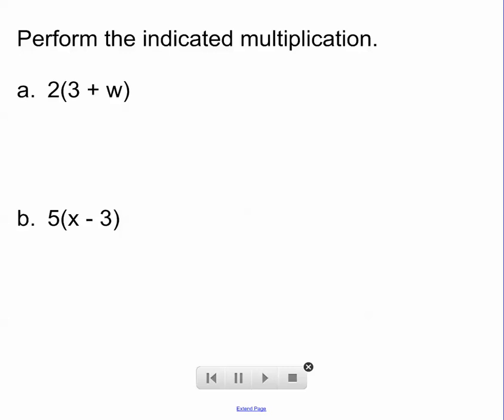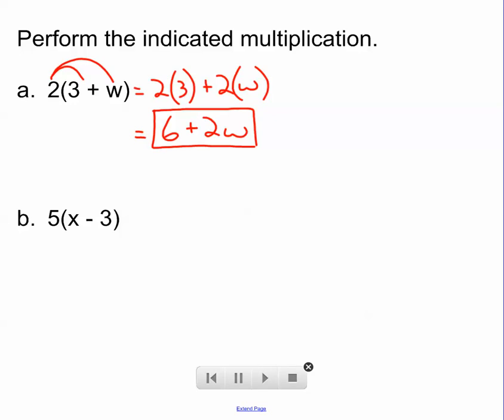So let's perform the indicated multiplication. We're going to do 2 times the sum of 3 and W. 3 plus W, we can't really simplify any further. However, we can multiply before we add those two numbers together by doing the distributive property. 2 times this sum is the same as 2 times each of those numbers. And we can simplify that even a little further. That's 6 plus 2W.